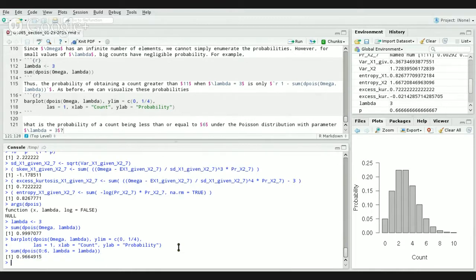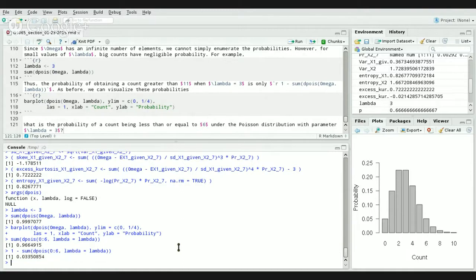probabilities. So when I enter that into R, we get a 0.966 probability of the count being less than or equal to 6. Conversely, a probability of 1 minus that for the probability of obtaining a count greater than 6.